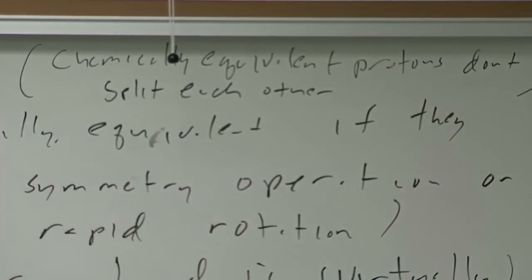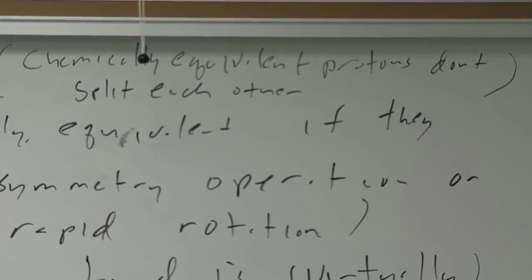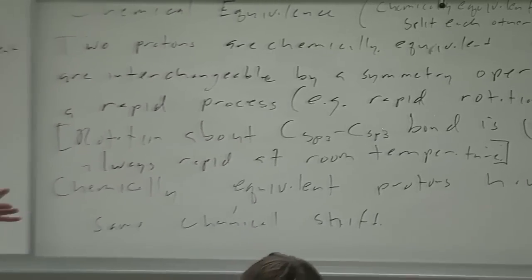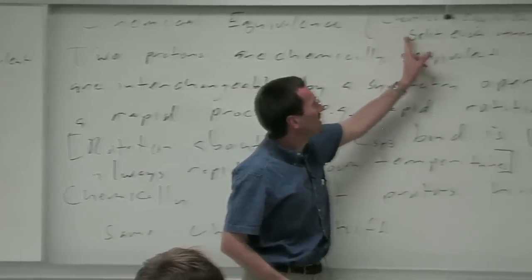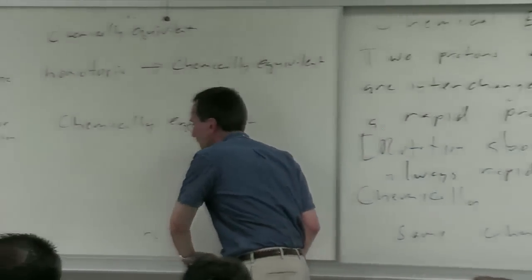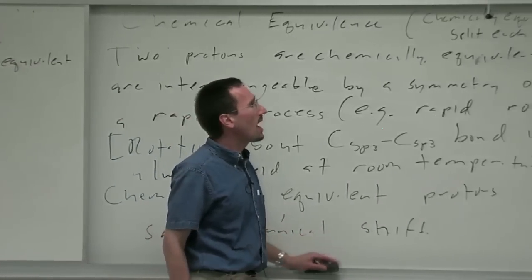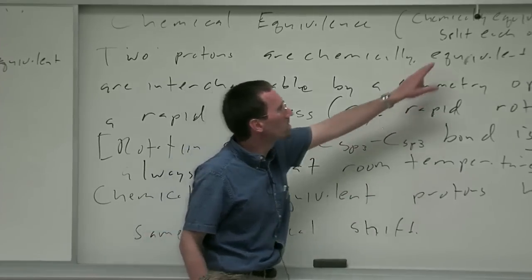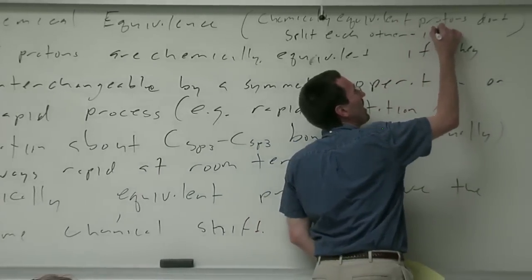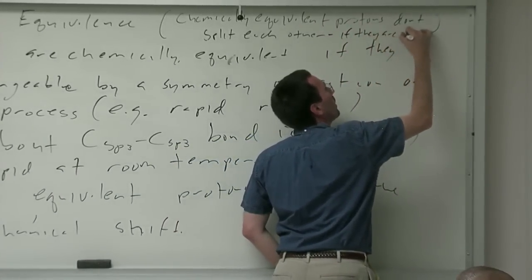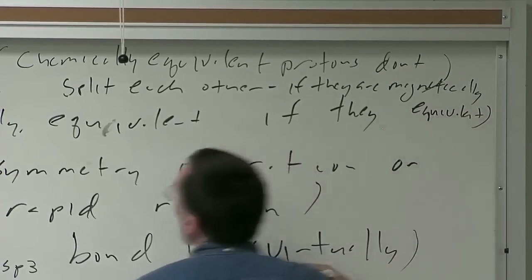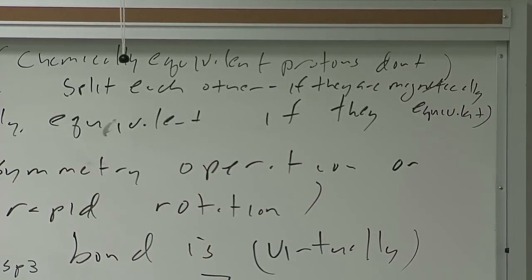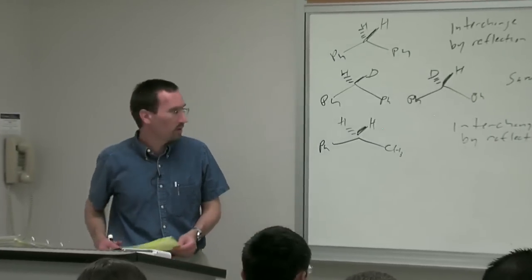Now, later on, we're going to talk about a concept called magnetic equivalence. And what you'll see is that although chemically equivalent protons, well, actually, I'm going to hold off on this statement here. Right now, I'm just going to leave it as there are two types of sameness, and chemically equivalent protons don't split each other if they're also magnetically equivalent. But we're going to get to that later. For now, the simple rule is chemically equivalent protons are the same in a certain way.